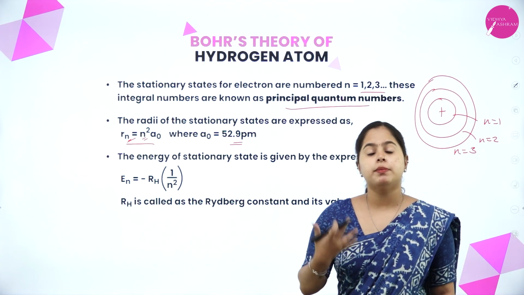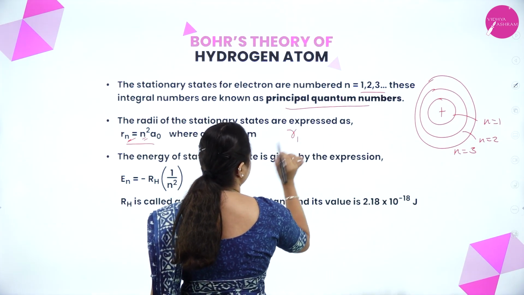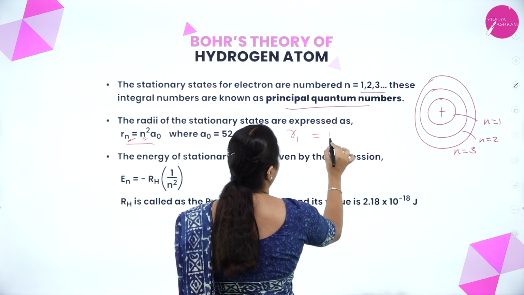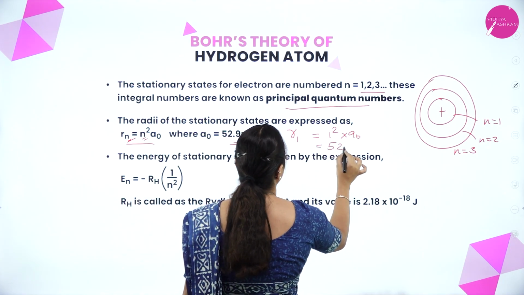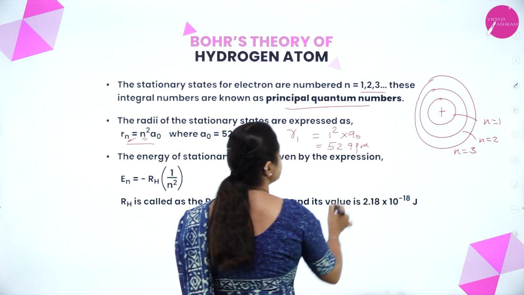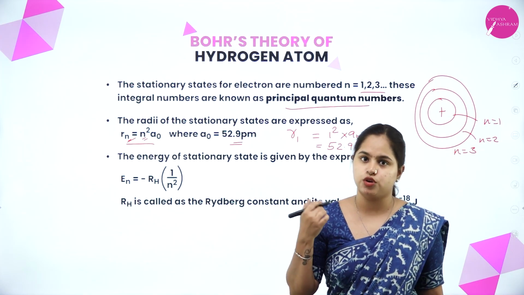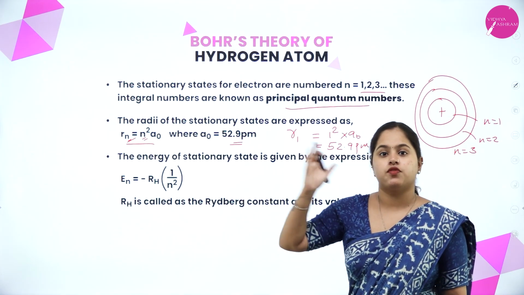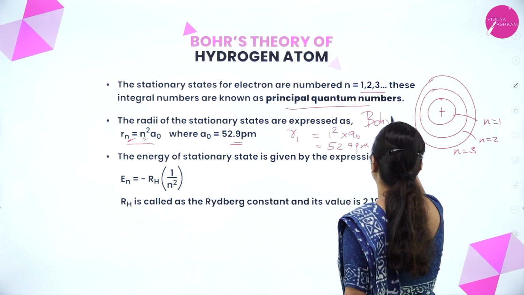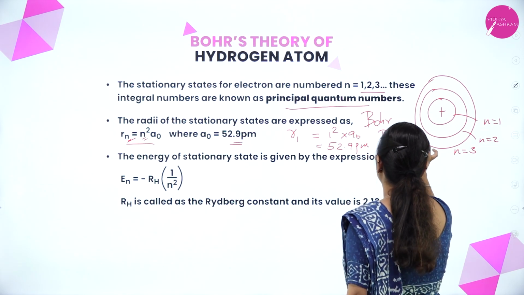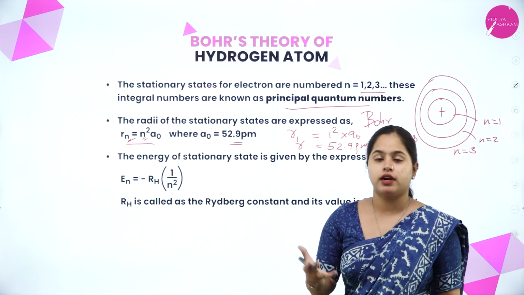So, let's see what will be the radius of the first energy level. So, let's say Rn, how we can write it? R1 will be equal to 1 square into a naught. 1 square is 1, a naught value is 52.9 picometer, right? So, this will be the radius of your first orbit or first energy level corresponding to n is equal to 1, right? So, this radius where n is equal to 1, the radius is called as Bohr radius. Clear? Where R is equal to 52.9 picometer, it is called as Bohr's radius.